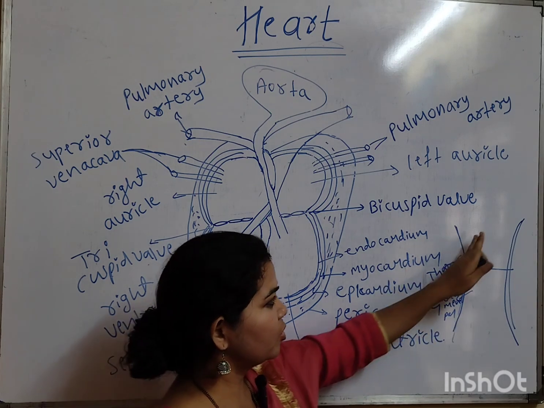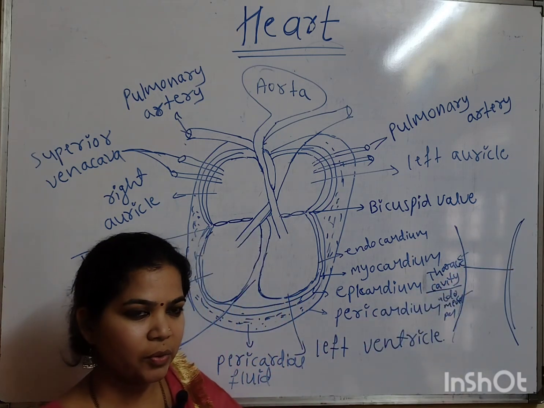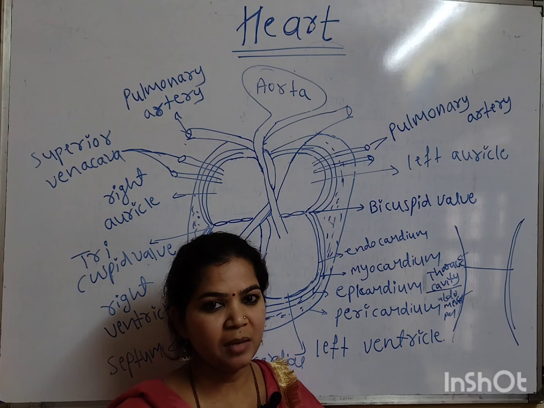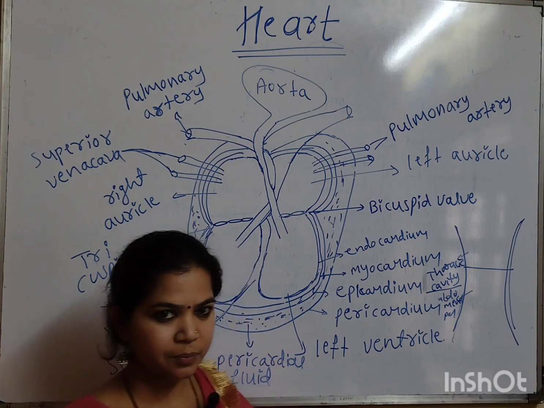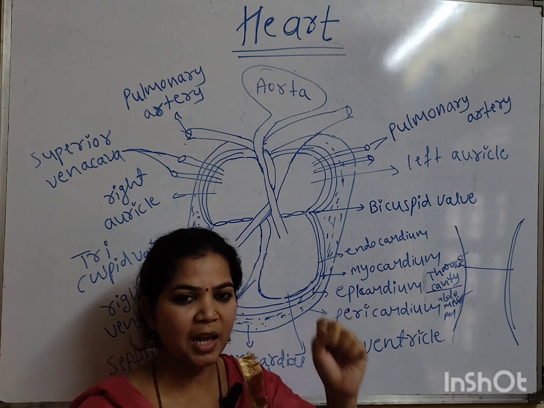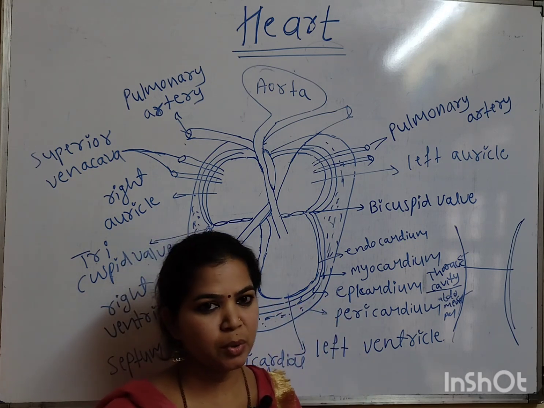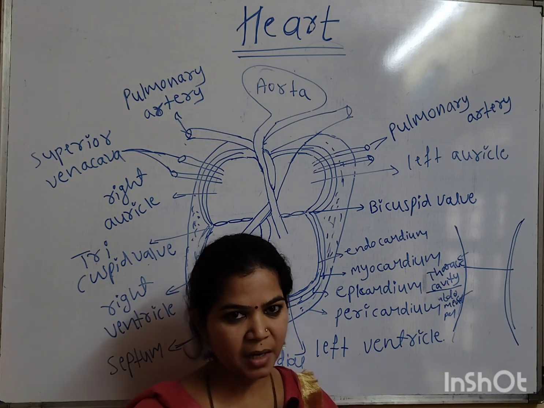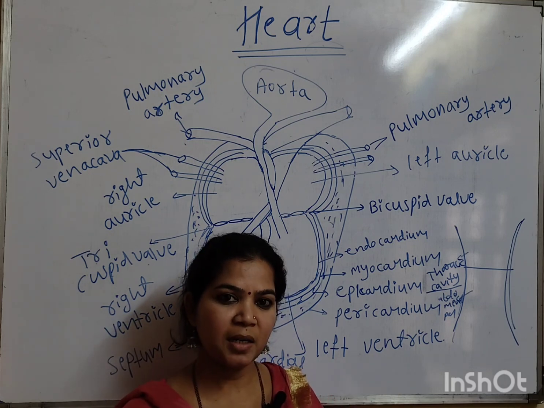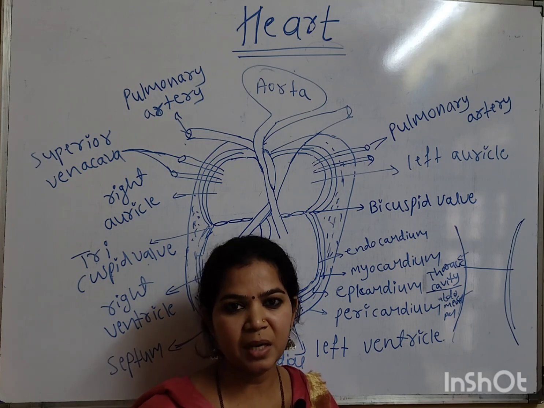So our heart is located in the thoracic cavity, and exactly it is located in between the lungs. Our heart is the size of one's left hand fist. It weighs about 250 to 300 grams in females, and about 300 to 350 grams in males.